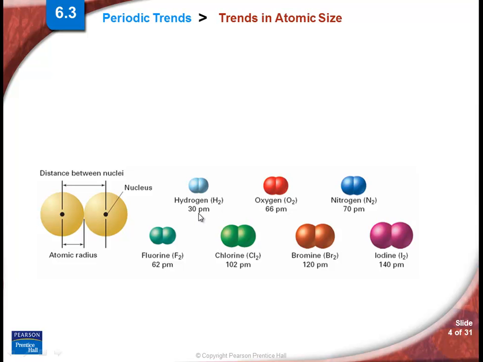It may not be the perfect way, but at least it's pretty much consistent. So here are some actual atomic radii defined in this way for several other elements. The units of length here is the picometer. Just to remind you, 1 picometer is even smaller than a nanometer. It's 1,000th of a nanometer. So these are really super small lengths. Nevertheless, oxygen is much larger than hydrogen. Nitrogen's a little bit bigger than oxygen.